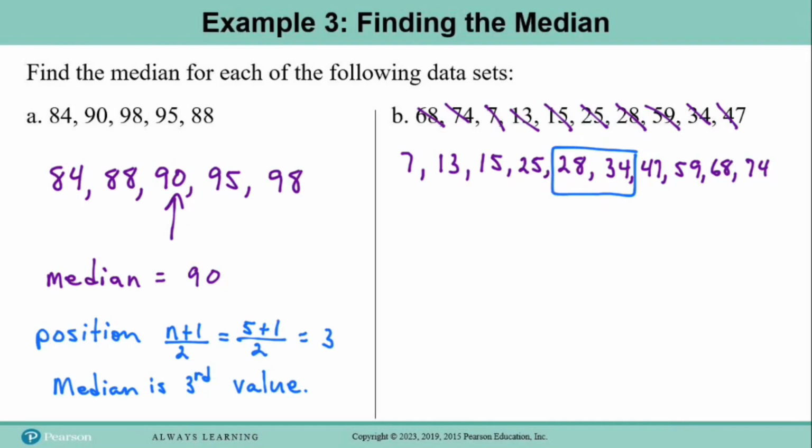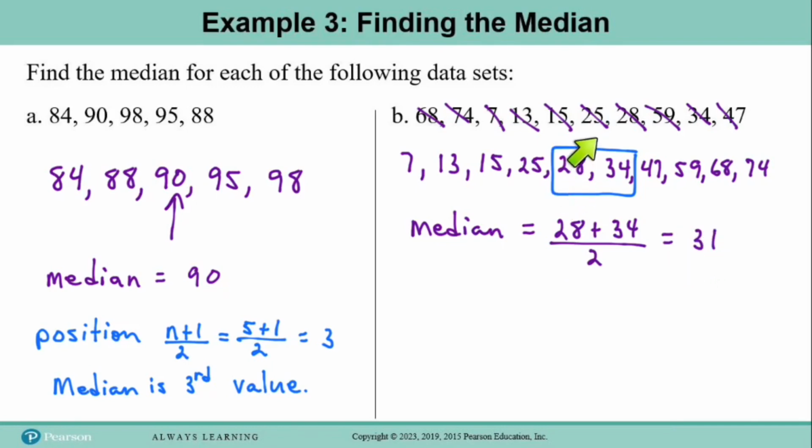So because there's an even number of values, there's not one clear number in the middle, but we can only have one median. So it's kind of like, in this case, there's a tie for middle position. And so the tiebreaker is that we average the 2 numbers together. So neither of these numbers is actually the median, but instead the average of these 2 numbers is the median. So we will say 28 plus 34 divided by 2, and that's going to give us a median of 31.